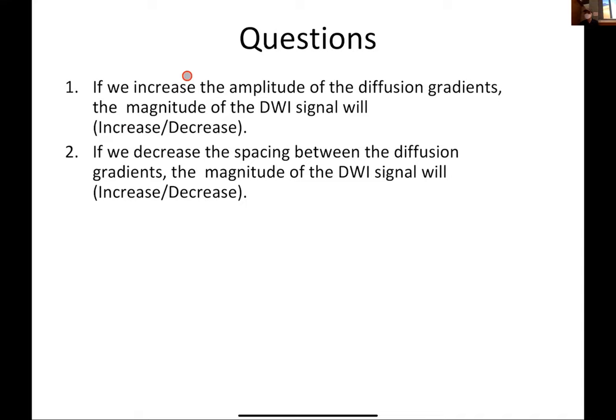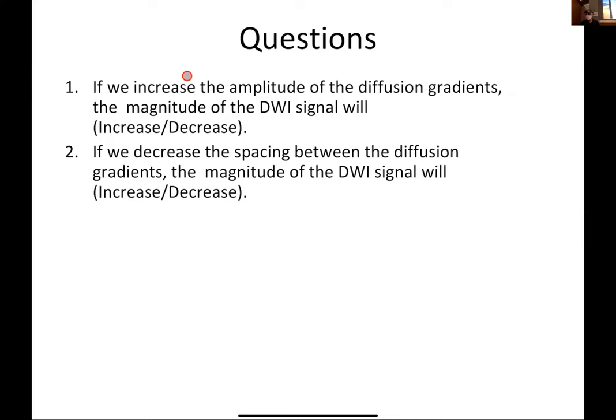So let's talk about what's going on here. So remember, let's just think about it intuitively. So I increase the gradients, right? The amplitude of the gradients. So that means that the fields are much different across space, right? And so that means spins, as they're moving around, can get out of phase much more easily. And so the more out of phase things are, the more the signal will tend to decrease.